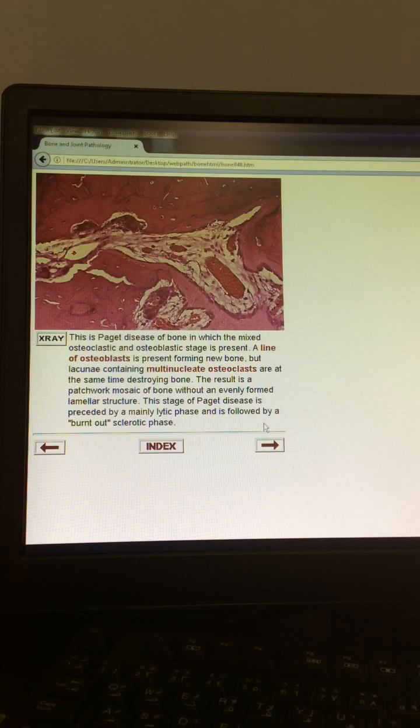Okay, in this picture, compared to the previous one, you can't recognize the normal lamellated bone trabeculae. Instead, you can see this thick osteoid or bone formation. Actually, this is the second phase of Paget disease. You know, Paget disease usually occurs in patients older than 50. Okay, and it has three phases, right? The first phase is osteoclastic, mediated by osteoclast cells, leading to destruction of the bone. The second phase is mixed osteoblastic and osteoclastic.